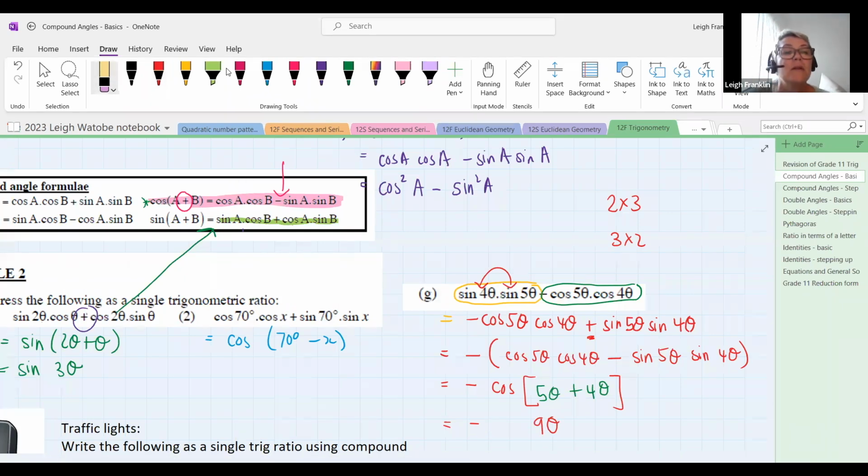Let's just write that a little bit better, it doesn't look like cos. Okay, 9 theta, like so. There we go. So question G was just a little bit more difficult, but it's important that you see these things because these are the sorts of questions that you are going to be exposed to.